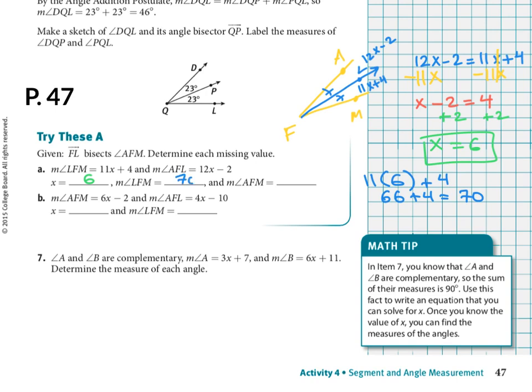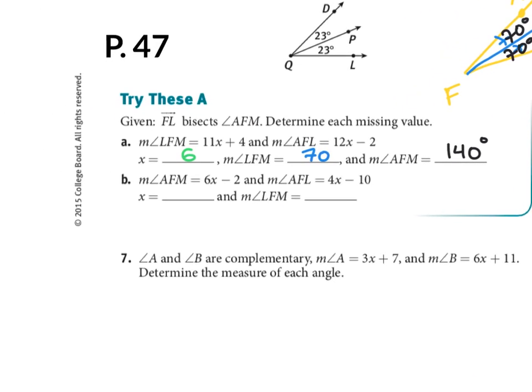So that's 70 degrees. So if this angle is 70 degrees, then this angle is also 70 degrees, and then the whole angle AFM is going to be equal to 140 degrees, because 70 plus 70 is 140. Now let's move on to part B.